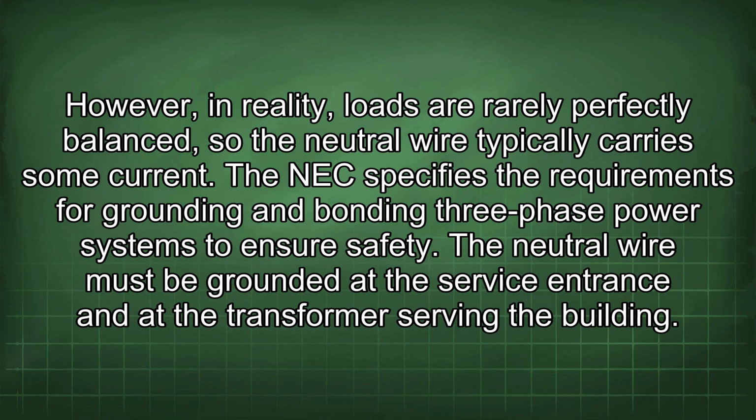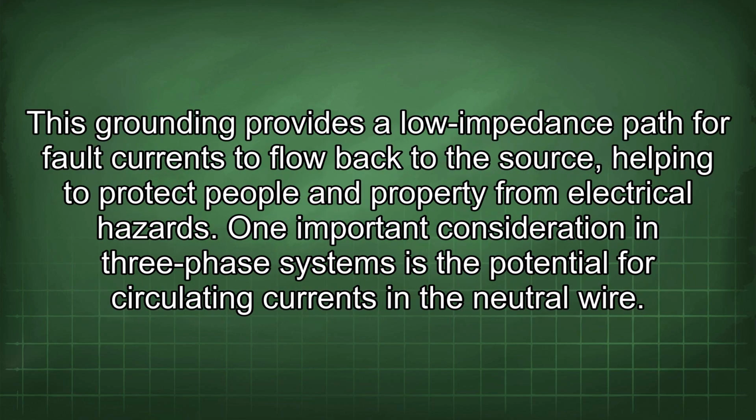The NEC specifies the requirements for grounding and bonding three-phase power systems to ensure safety. The neutral wire must be grounded at the service entrance and at the transformer serving the building. This grounding provides a low impedance path for fault currents to flow back to the source, helping to protect people and property from electrical hazards.